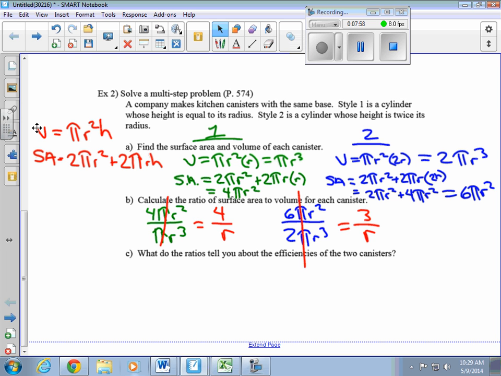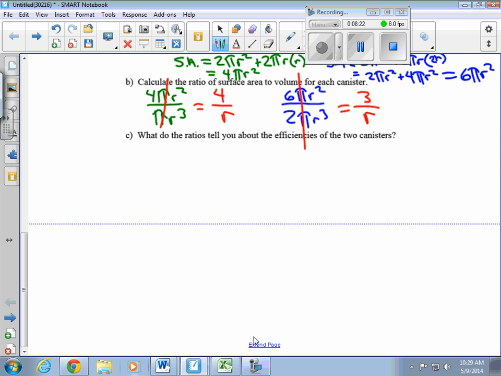Now, part 3, or question C, says, what do the ratios tell you about the efficiency of those two canisters? So remember, when we talked about efficiency, it said the smaller the ratio, the more efficient the packaging. So if we look at our two fractions, 4 over r and 3 over r, we know that 4 over r is greater than 3 over r. So that tells us that style 1 is less efficient than style 2.